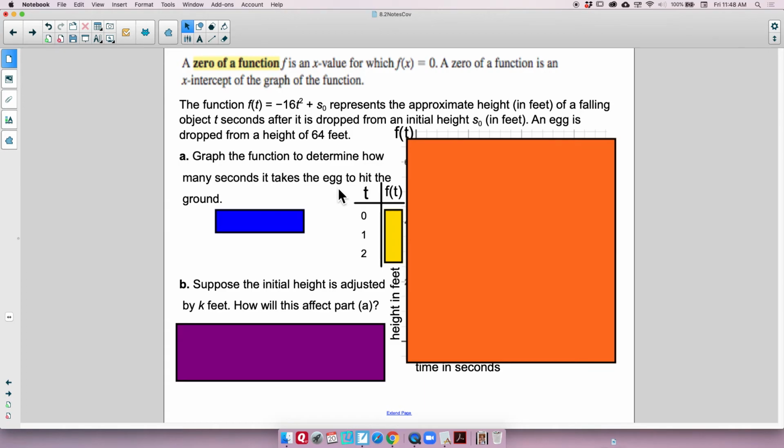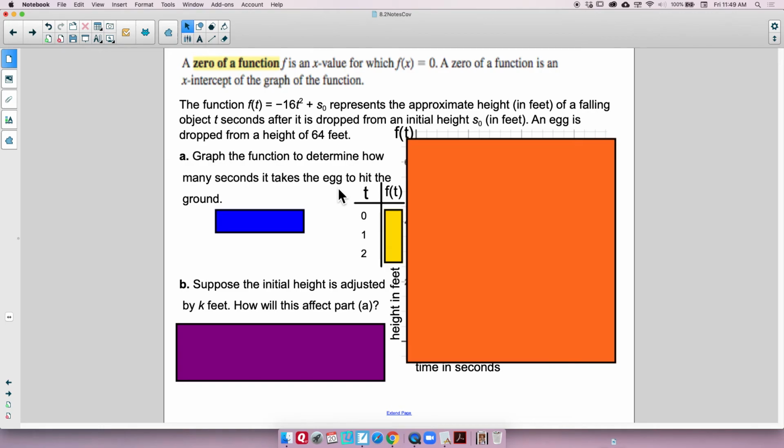Okay, so the function f of t equals negative 16t squared plus s sub 0 represents the approximate height in feet of a falling object t seconds after it is dropped from an initial height of s sub 0, in feet. We've seen these before, problems with negative 16t squared plus 16 or something like that. I think we saw that with the water balloon problem. Anyway, we have an egg that's dropped from a height of 64 feet.